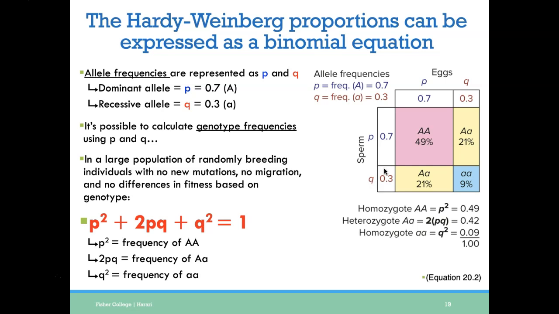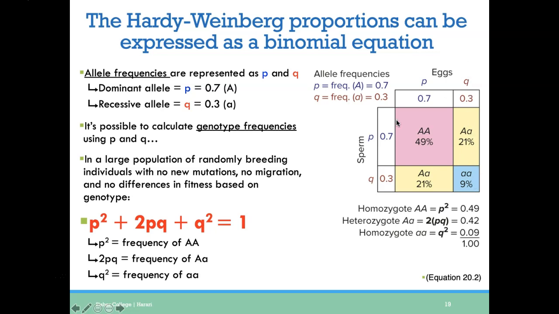What is the chance of an egg with big A coming along with a sperm with a big A? Well, you just have to multiply 0.7 times 0.7, right? 70% of the eggs have big A, 70% of the sperm have big A. The chance of an egg and a sperm giving a big A is 0.7 times 0.7, or 49%. This is different than what a normal Punnett square would have predicted, right? A normal Punnett square would have predicted 25%, 25, 25, 25.